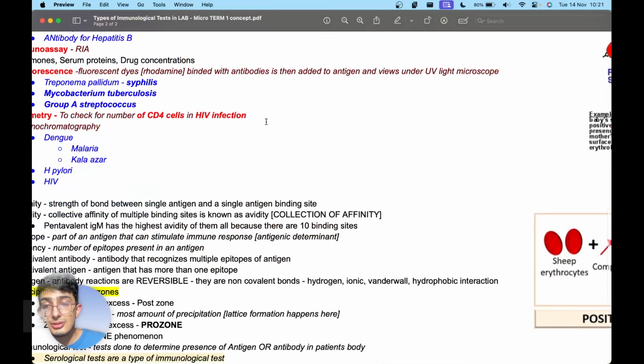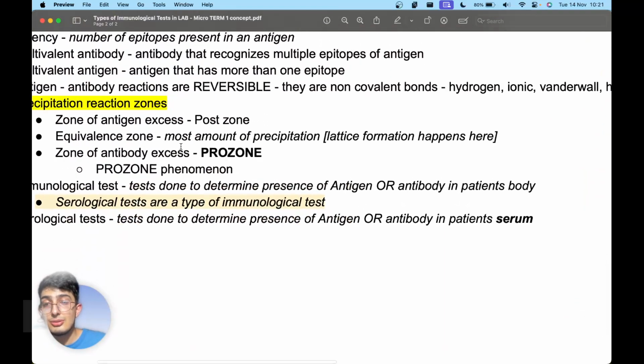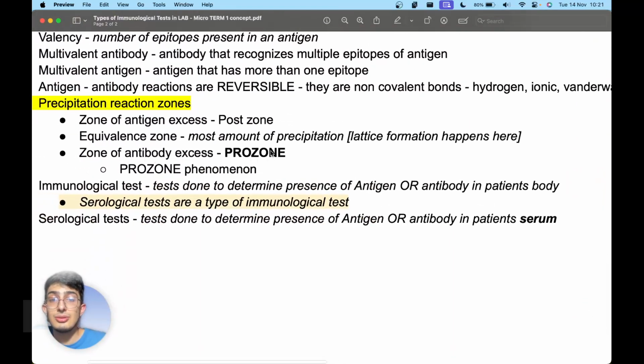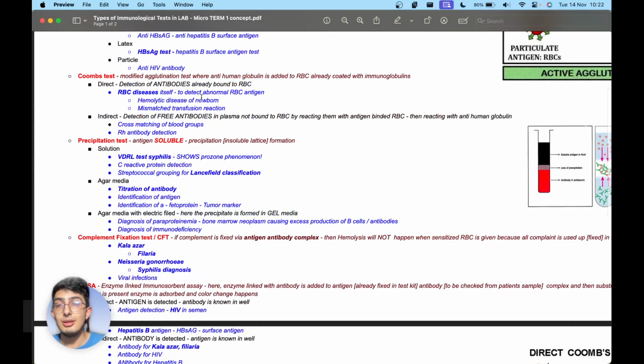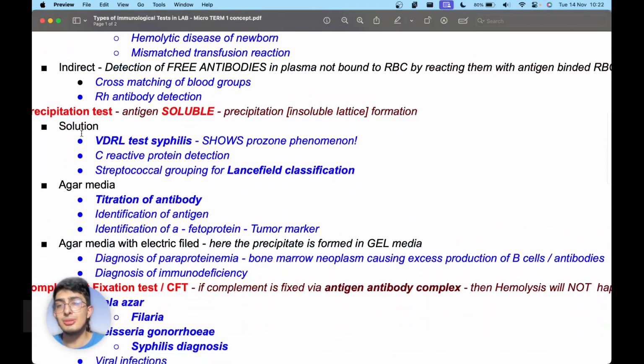I discussed this concept here, right? So when the antibody is in excess, it is known as pro-zone phenomenon, and when the antigen is in excess, it is known as post-zone phenomenon. And where the actual reaction happens, as you saw in the test tube, the actual site of precipitation, this is known as the equivalence zone, the zone of equivalence. So that is all about the precipitation test, and you need to remember the examples.